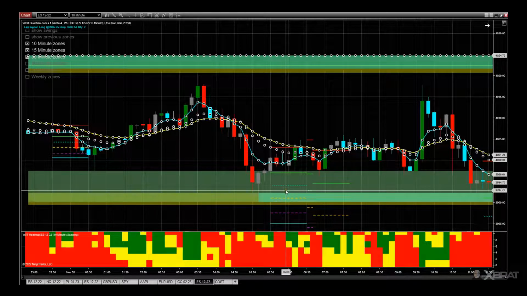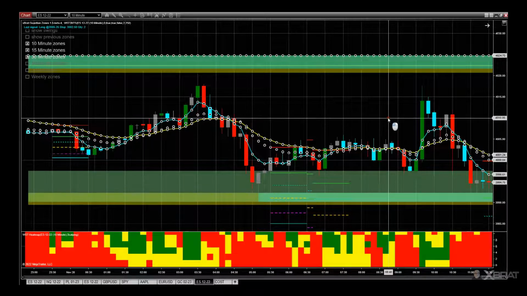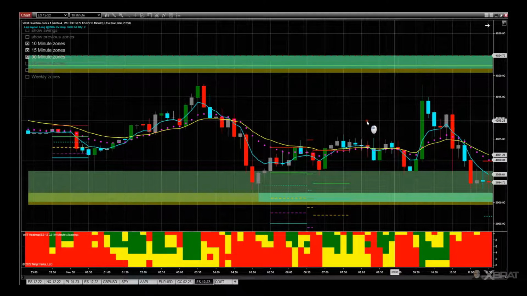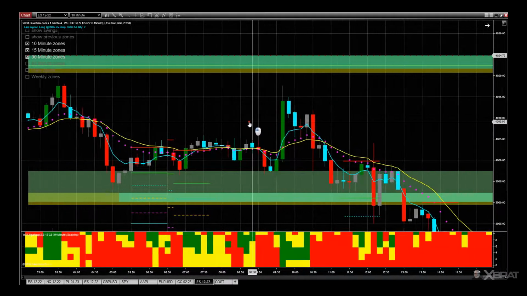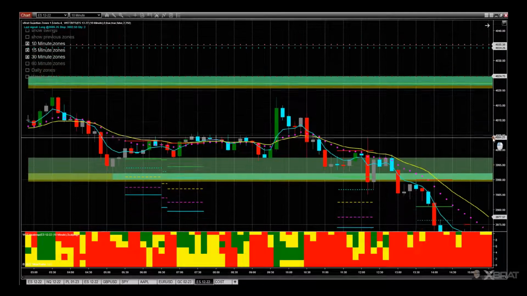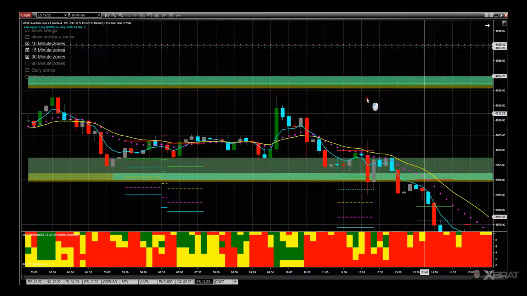So we don't short into support. Another signal here. We don't short into support. It's sensible trading. Support and resistance zones are very, very crucial. So now we start to try and push through.